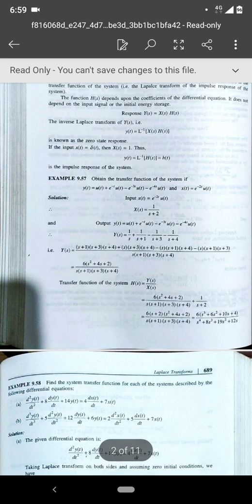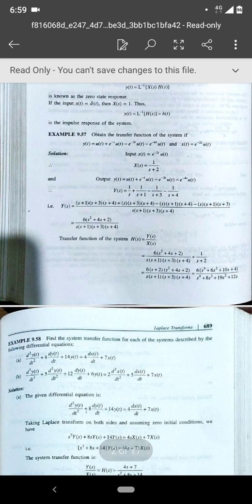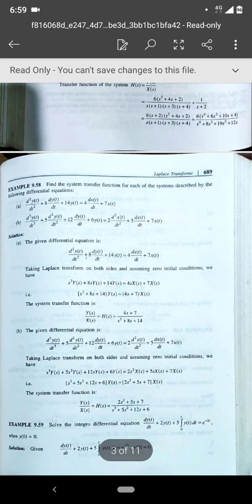And when you take the Laplace transform of the output, y of s, the transform of u of t is 1 by s, e raised to minus t u of t is 1 by s plus 1. The minus is already there, the next one is 1 by s plus 3, and the other one is minus 1 by s plus 4. You substitute everything, find the ratio of y of s by x of s, and you'll get such a value. So that is the transfer function of a system. Likewise you can see the bottom two problems also. It's very easy. Whenever a transfer function is asked, there is no need to consider the initial conditions.